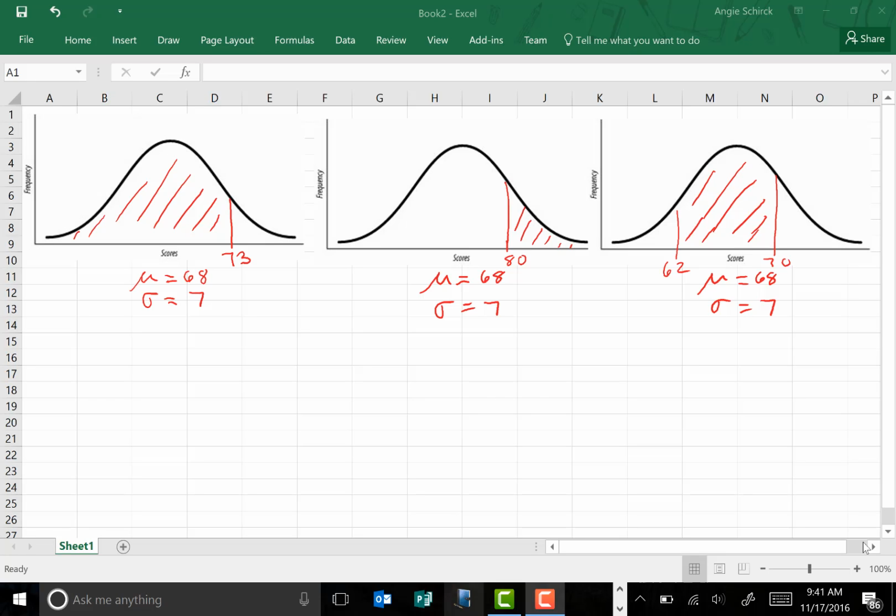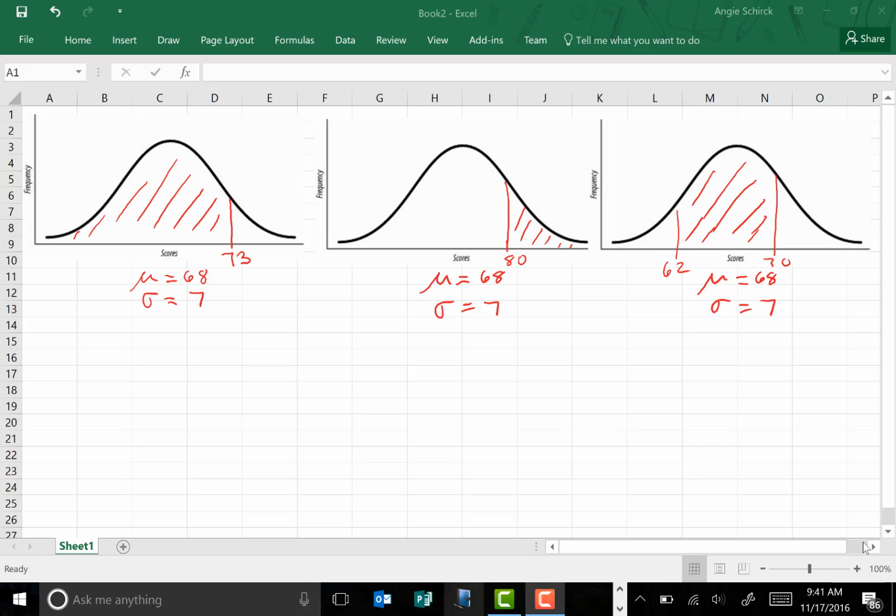Okay, in this video I'm going to show you how to use Excel to find the area under the normal curve. I have three situations here. One in which I want to find the area to the left of 73 for test scores with a mean of 68 and a standard deviation of 7. Then I want to find the area to the right of 80 for test scores with a mean of 68 and a standard deviation of 7.